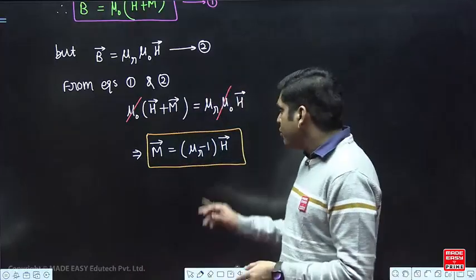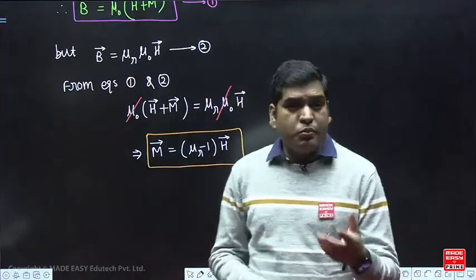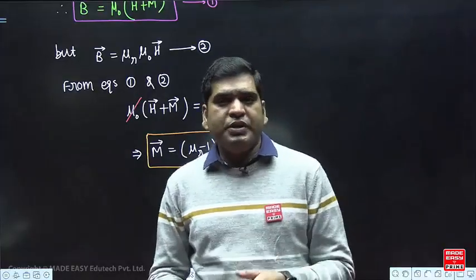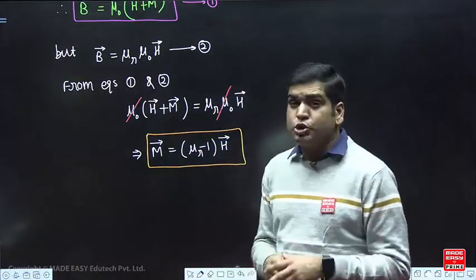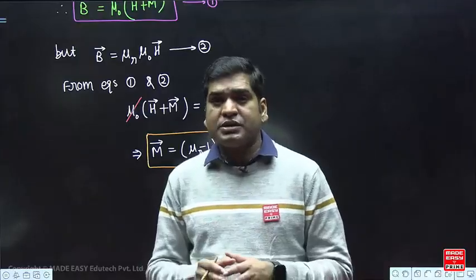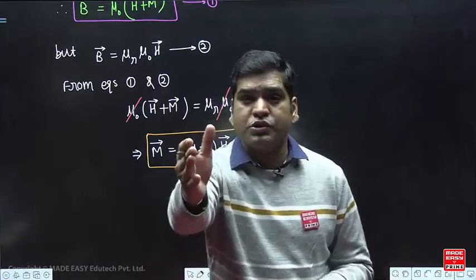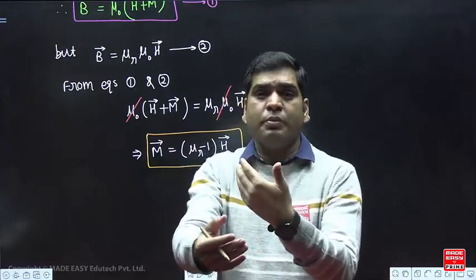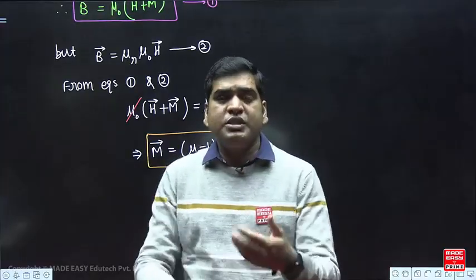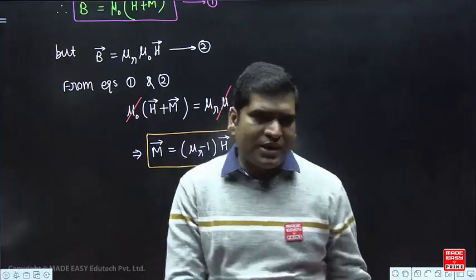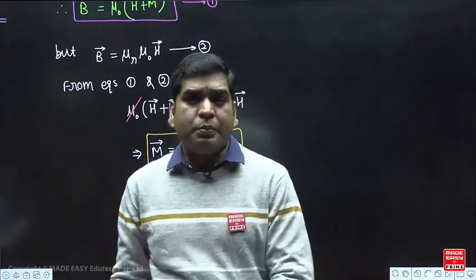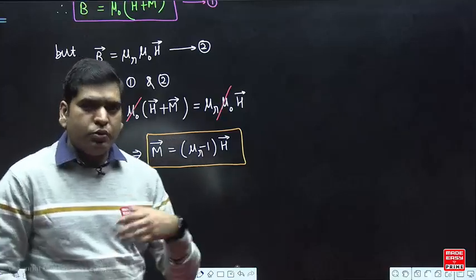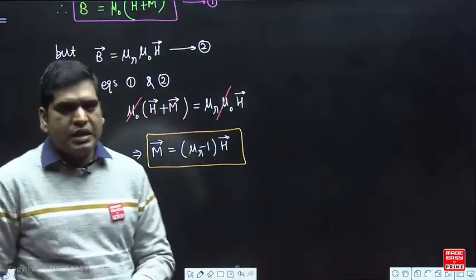But suppose mu r is less than 1, so mu r minus 1 will be negative, and if it is negative, it means M and H are opposite to each other. So if field is going in this direction, magnetization is in this direction. So the material is magnetized opposite to the field, meaning it is repelled away. So whether attraction or repulsion will take place depends upon the value of mu r, whether it is greater than 1 or less than 1.